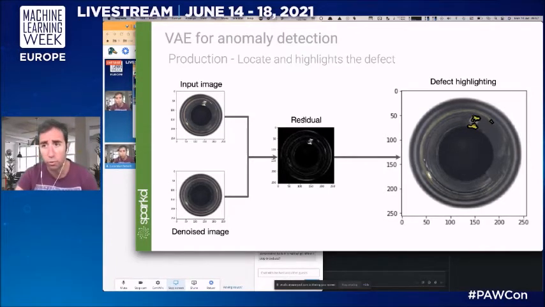So in other words, the variational autoencoder learns the distribution of your data. It gives you a denoised clean image that you then subtract from your input image. And in doing so, you are producing a residual image where your defect appears clear.